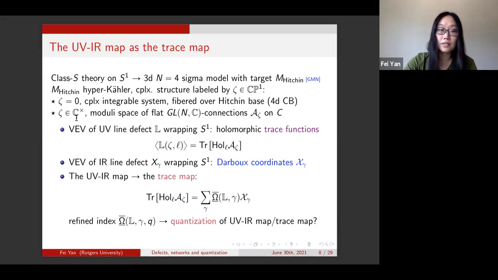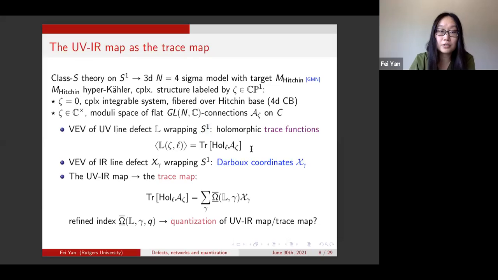If zeta is a C-star parameter, then this Hitchin moduli space is diffeomorphic to the moduli space of flat GL_N(C) connections, A_zeta, on the Riemann surface C. So how do the line defects come into the story? One could consider wrapping the lines around the circle, and then you get a local operator in 3D. You would expect this configuration to be a function over the Hitchin moduli space, and you can explicitly write down this function: it is exactly the trace of the holonomy of this flat GL_N(C) connection along this little loop l in C, labeling the line defect.